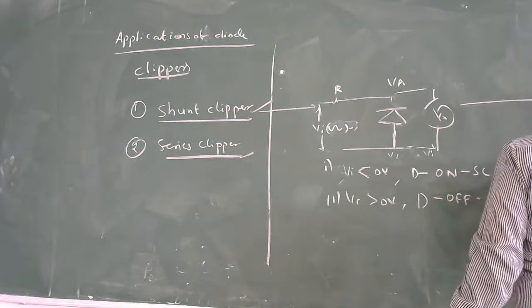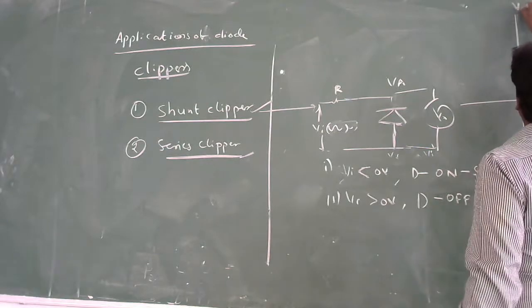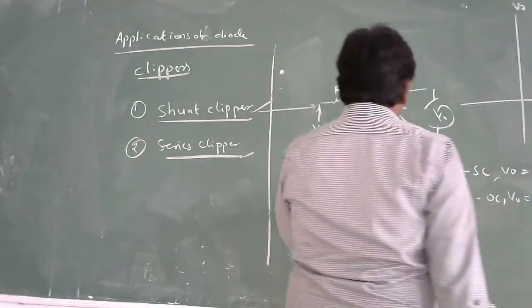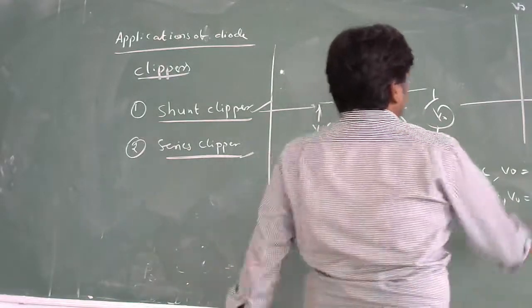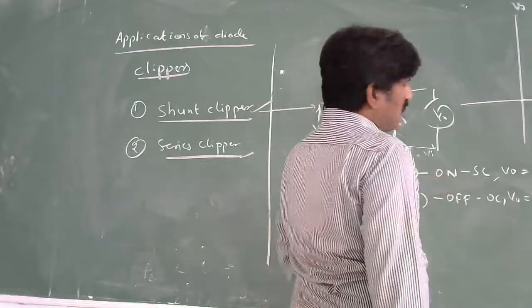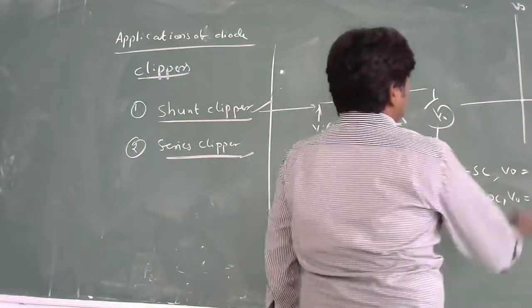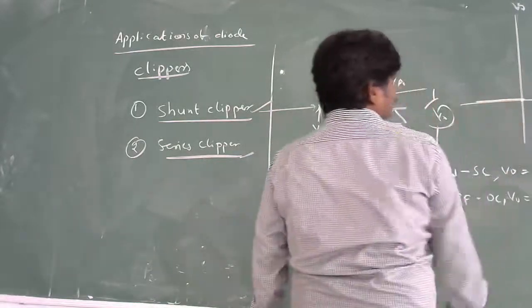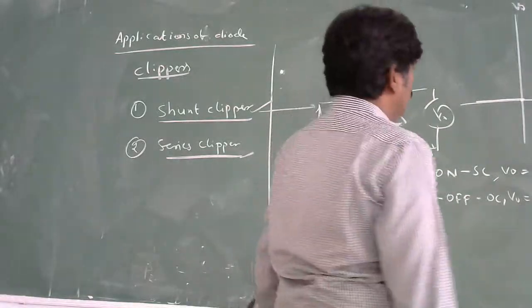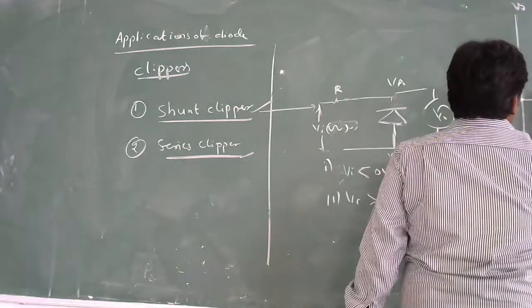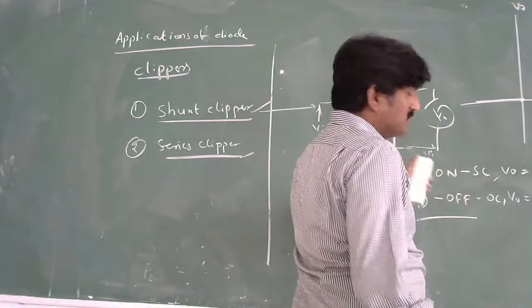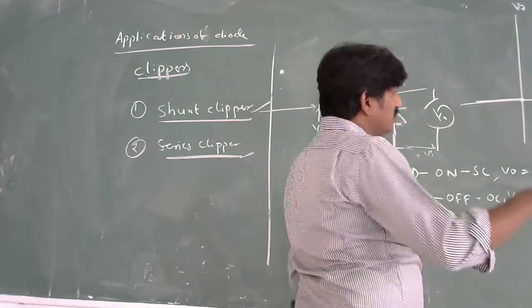here we have Vi and we have V0. First condition, Vi is less than 0. This portion. What is happening? The diode is on and V0 is equal to 0. Very simple. Next one, Vi is greater than 0. What portion needs to be considered? This portion. The diode is off. It is going to act like an open circuit. What is the output? Output follows input.